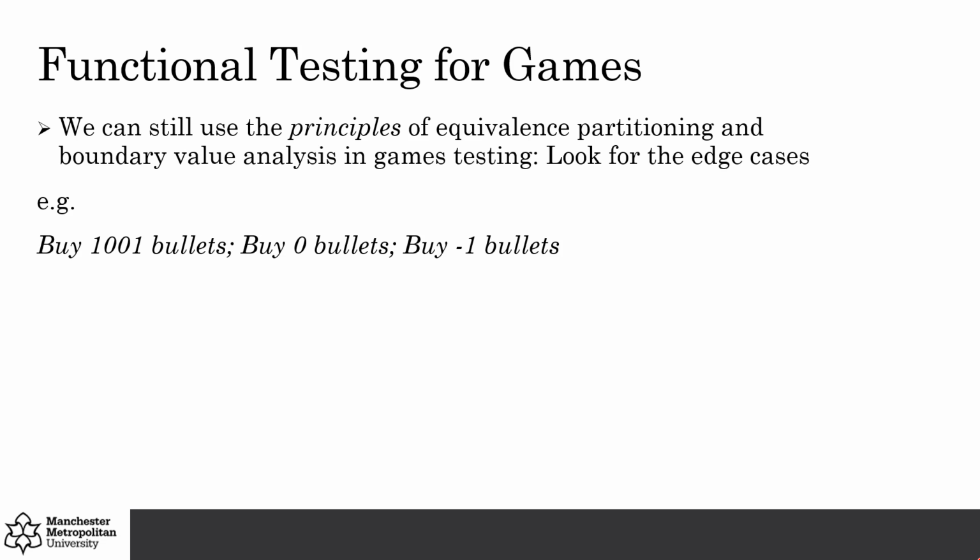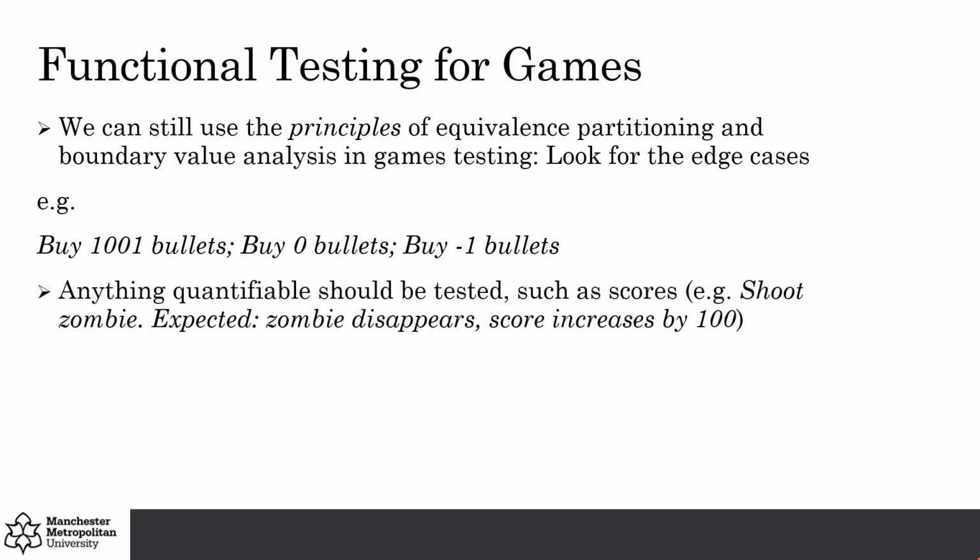We'd say, can they buy 1,001? Can they buy 0 bullets? Can they buy -1 bullets? So anything that's quantifiable should be tested. So things like scores in a game. If you shoot a zombie, you'd expect the zombie to die or disappear, and you'd expect your score to increase by some amount, such as 100.